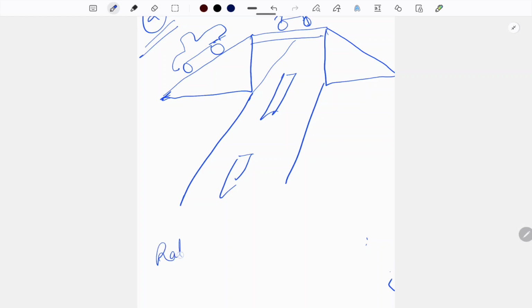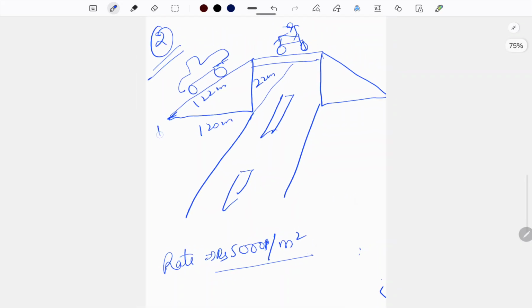The rate of the advertisement is 5,000 rupees per meter square, and the dimensions are 120 meter, 22 meter and 122 meter. Then we have to find the area of the triangle.